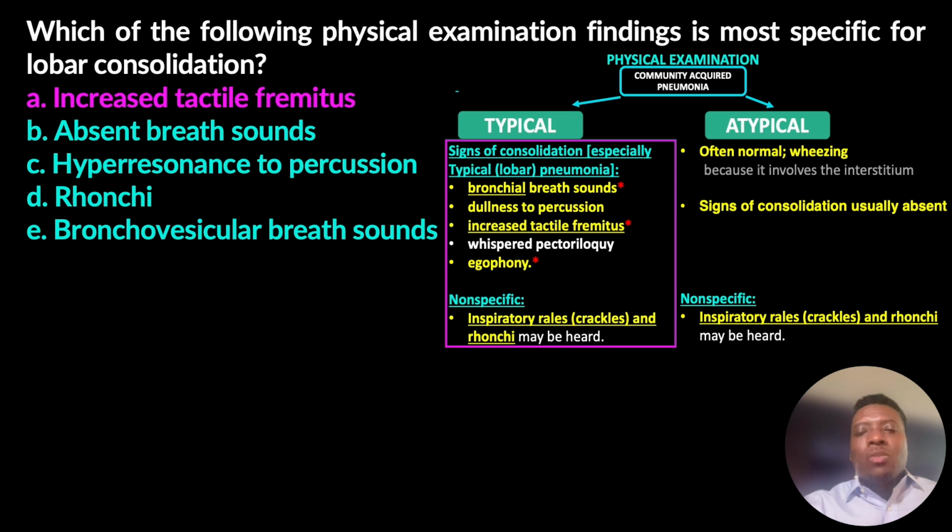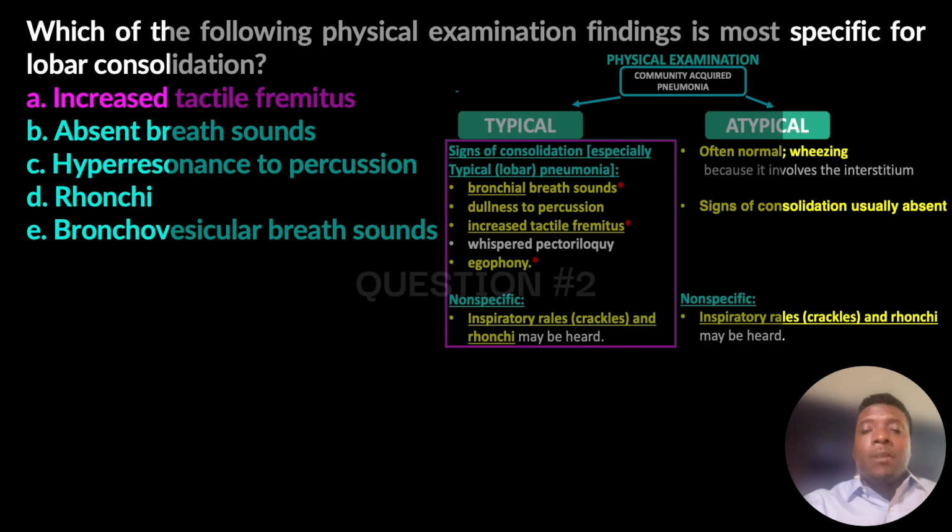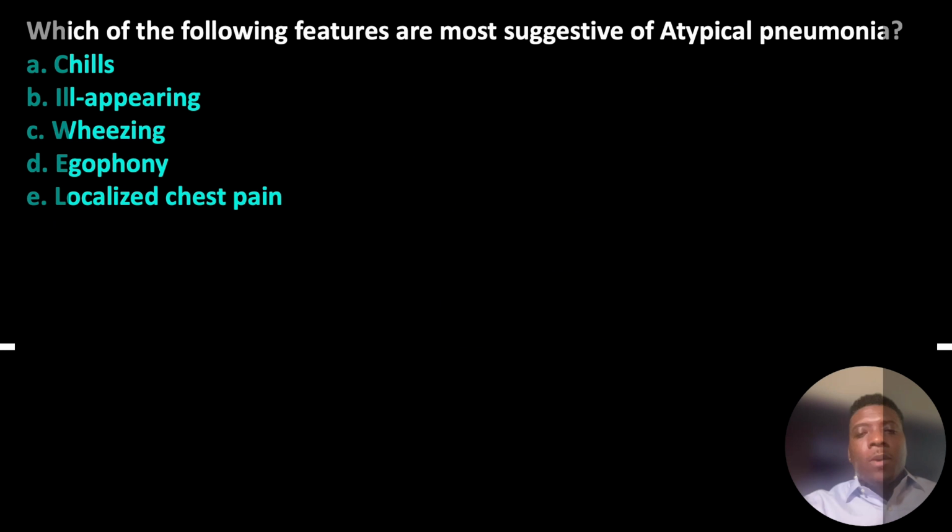Now, absent breath sounds usually indicates a pneumothorax. Hyperresonance percussion usually indicates air in the pleural space. Rhonchi are not specific. You can see that with both typical and atypical. And bronchovesicular breath sounds are normal breath sounds. So let's try another one.